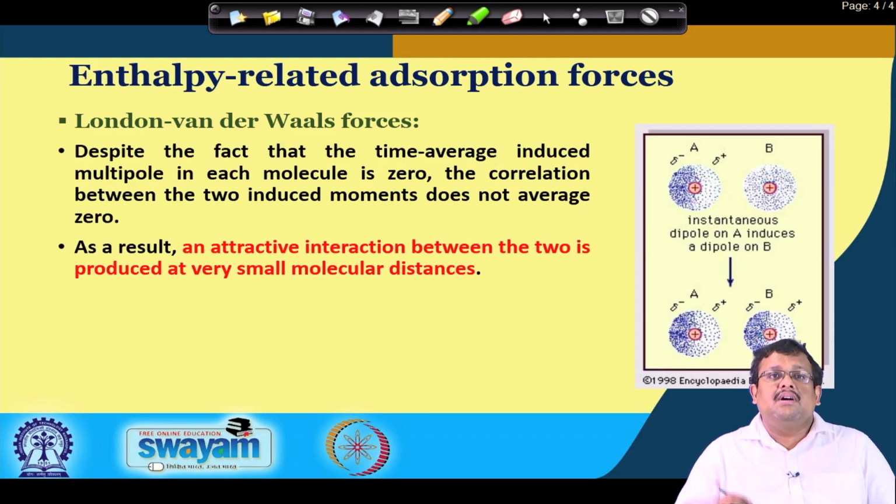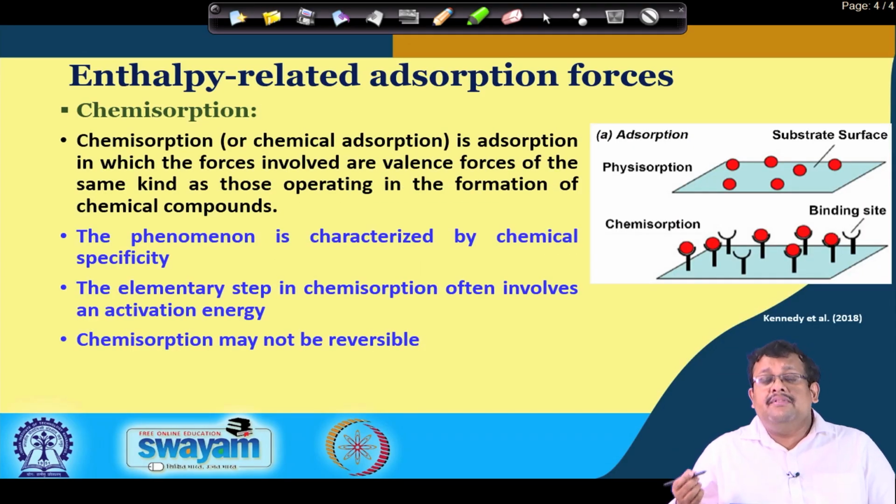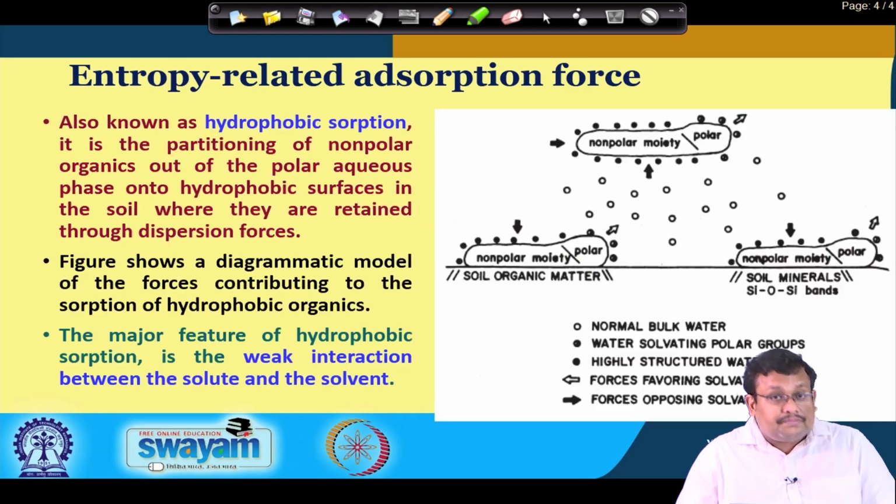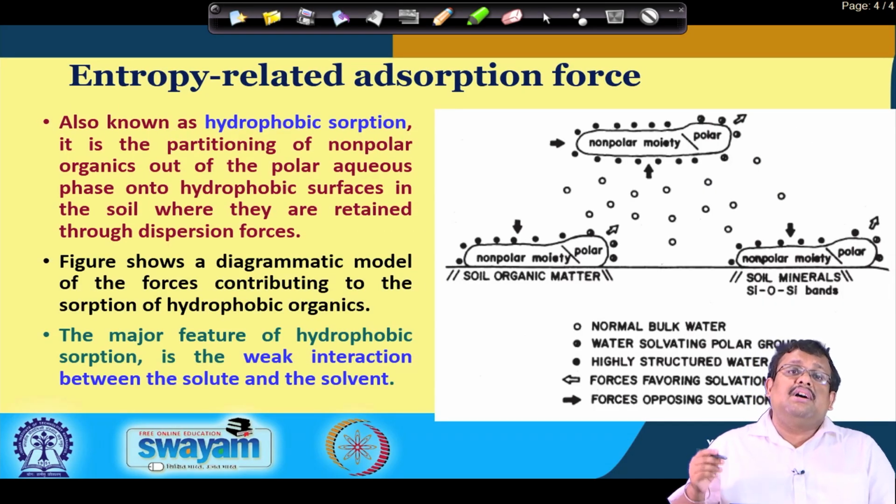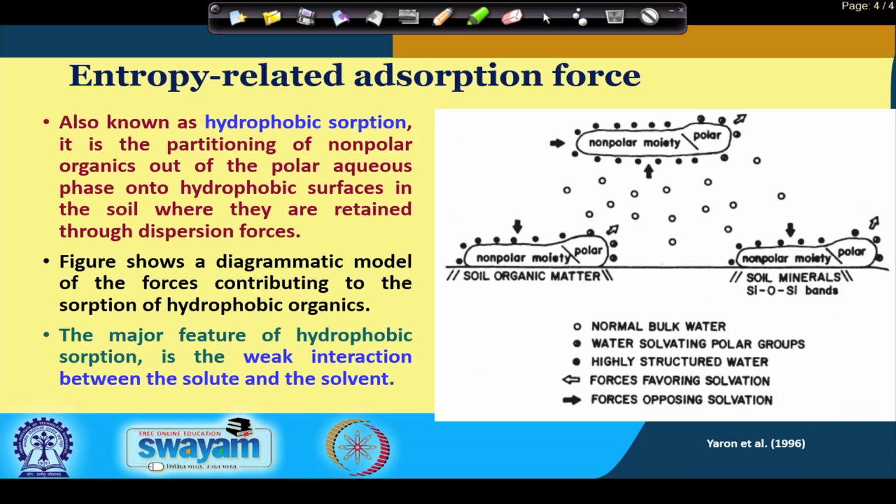Remember, this van der Waals attraction is active within a very narrow range. So, we have discussed all the properties of the van der Waals force, and then we talked about chemisorption, and using this picture we discussed why chemisorption is very specific in nature, and then we saw the difference between physisorption and chemisorption with respect to specificity.